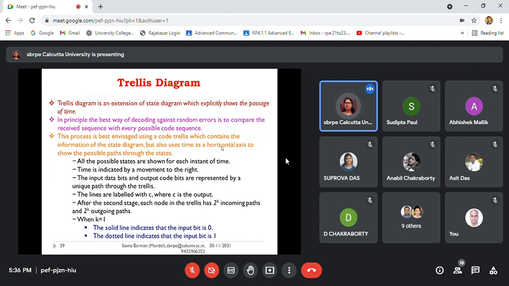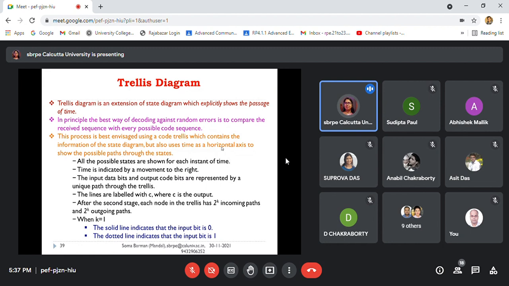So state diagram, trellis diagram, and the tree diagram. All three are different types of representation of the convolution coder. And the Viterbi algorithm that is used for decoding the convolution coding technique is called a soft decoding technique. It may be hard decoding also, or soft decoding. So this algorithm is based on the trellis diagram.